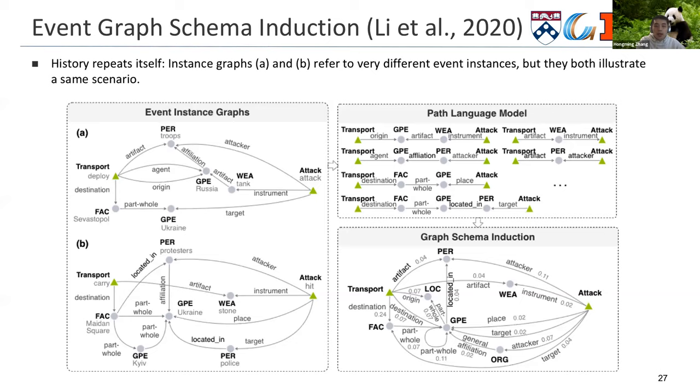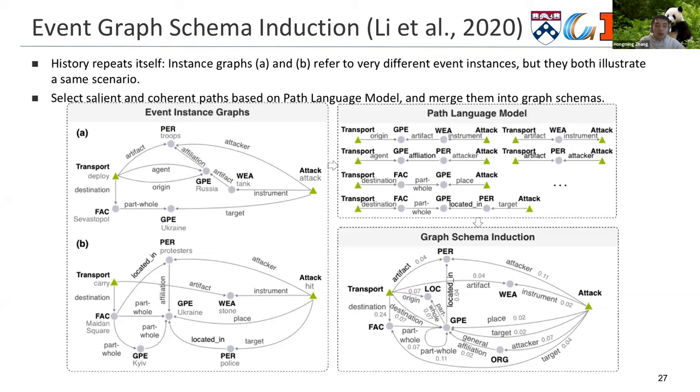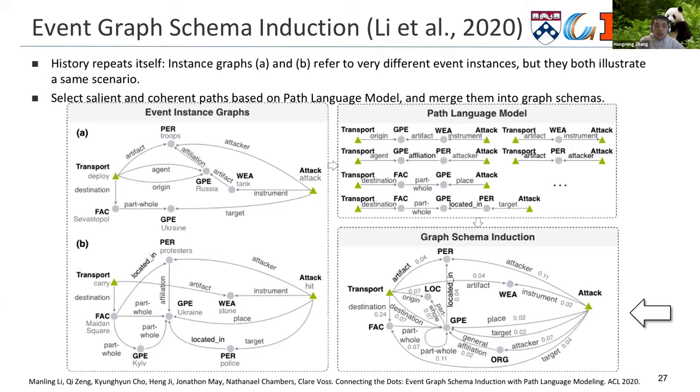Assume that we have two instance level event graphs. Even though they are not describing the identical event, some components are shared. So for example, how are these transport events connected with the attack events? And to effectively find such schema knowledge, they first generate a set of paths and then learn a path language model. As a result, they will get the final graph schema.